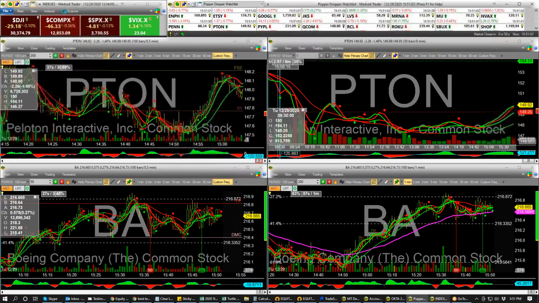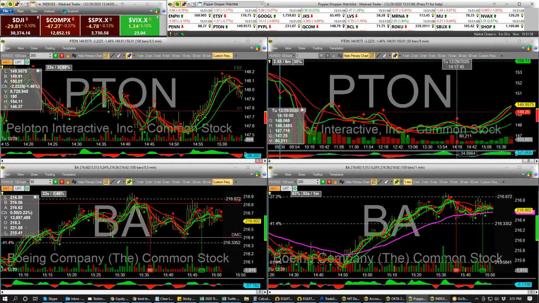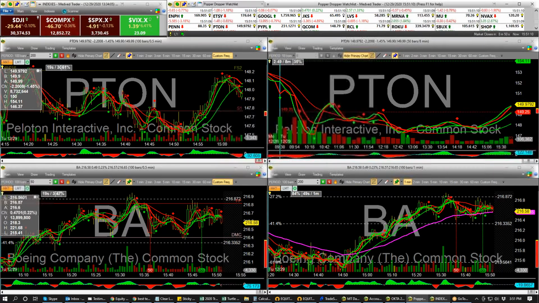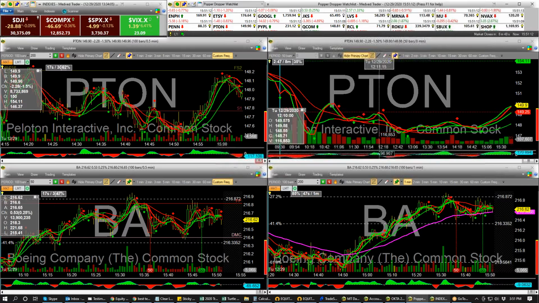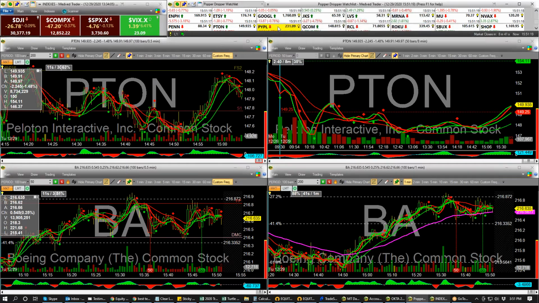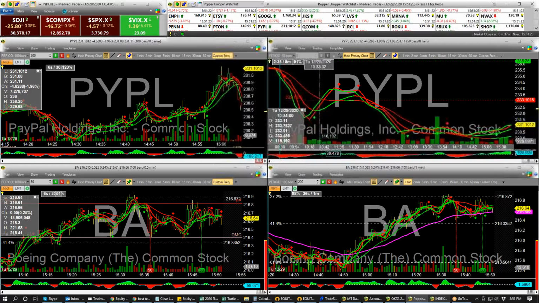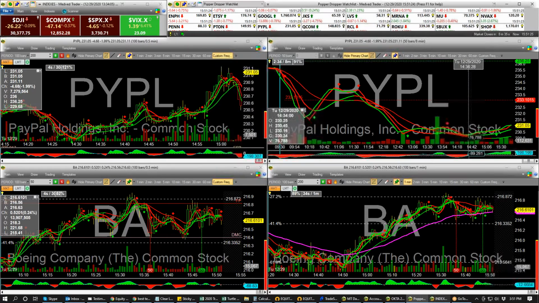Peloton. Again, back and forth. See all the back and forth action most of the day. Back and forth, back and forth. You get a down cycle and an up cycle, a down cycle and an up cycle, a down cycle and an up cycle, a down cycle, right? It's not building a trend either way. It's just chopping around. PayPal, same thing.